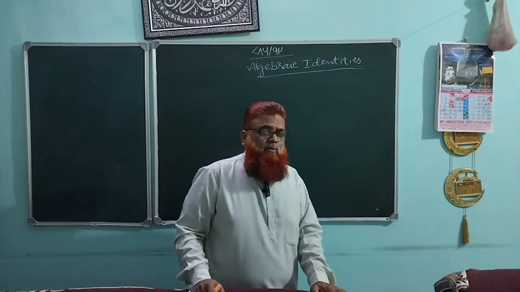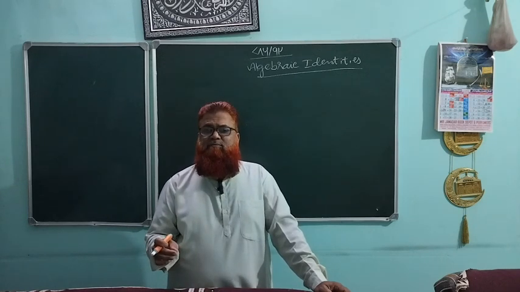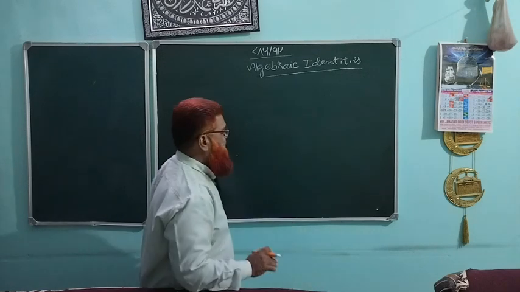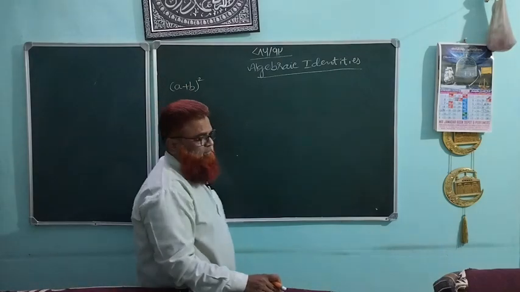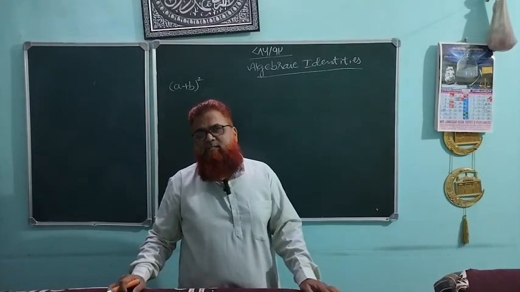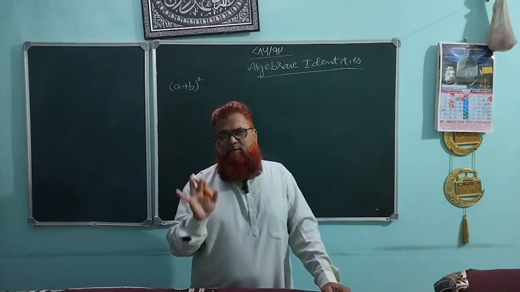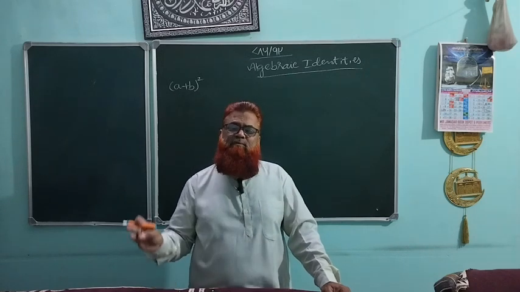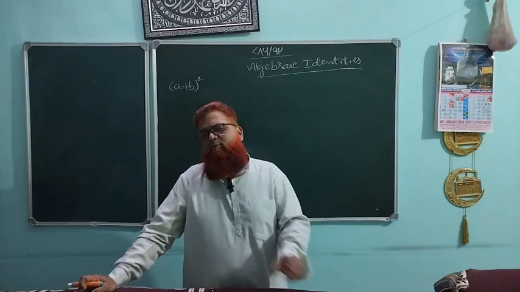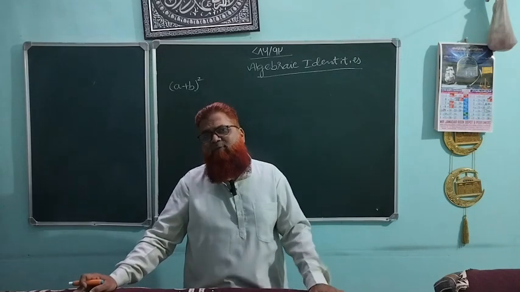Now, today we will start with a very simple, very common, and very popular identity. The first identity is (a plus b) whole square. Here a and b form a binomial. What is a binomial? These are the two terms in an algebraic expression. a is an algebraic value, b is an algebraic value. We can say it is a variable. A variable is a quantity which does not possess a definite value.